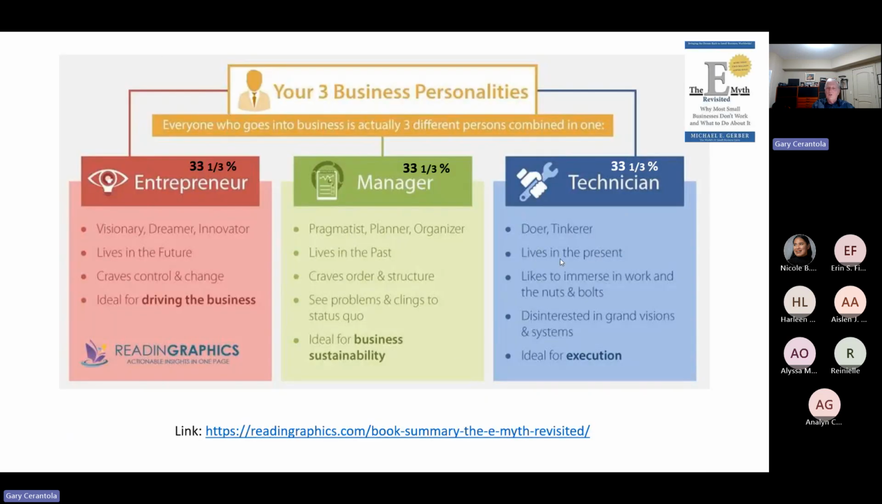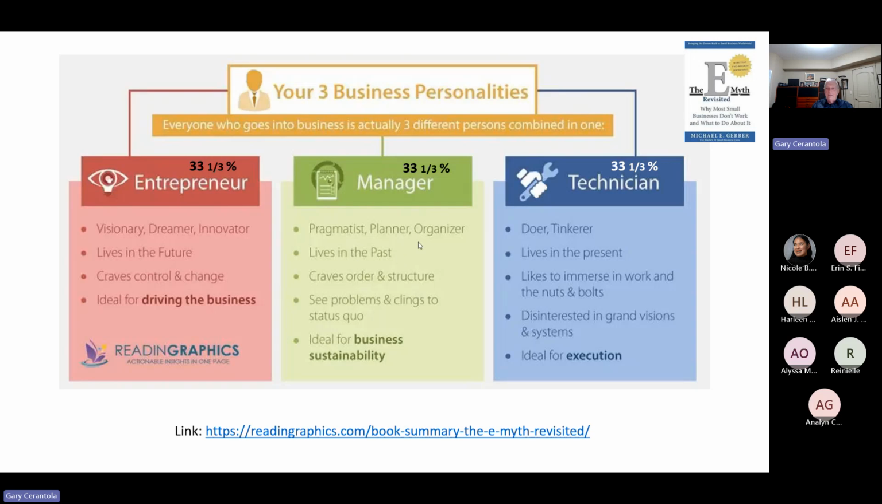This kind of explains why businesses fail. Normally, you get into a business because you're good at something. So let's say you're the technician, and you make a particular product, and you're the best at doing it, and that's what gets you in there. And you're living in the present, and you like to get into your work and the nuts and bolts. But at some point in time, your business gets bigger than you. So you need to hire people. So you start hiring people, and then you have to spend some of your time managing these people, all right?